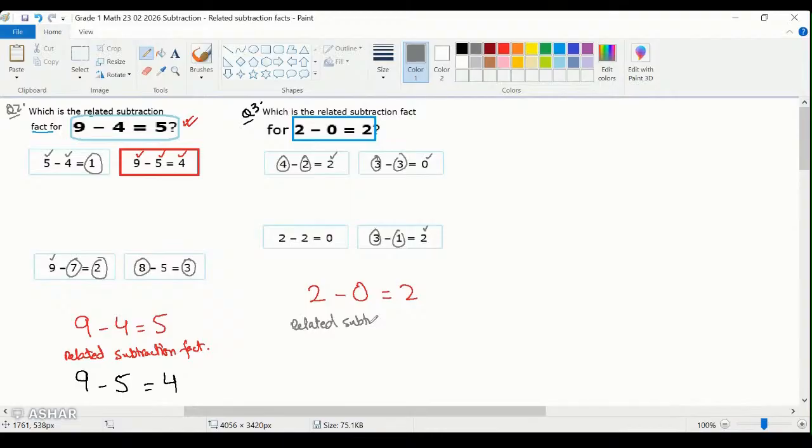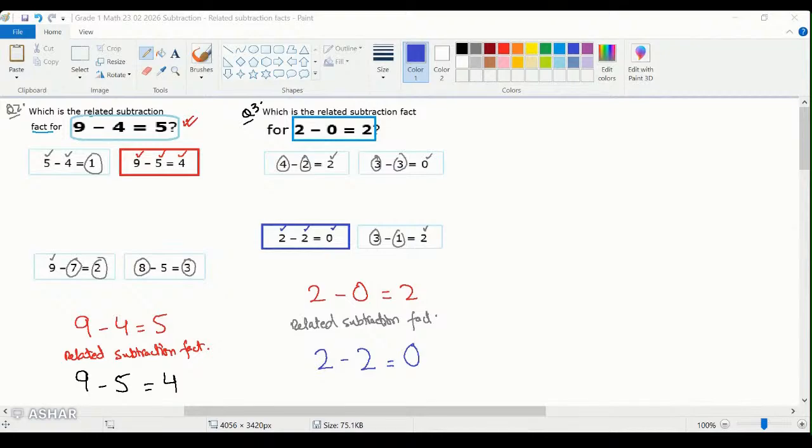related subtraction fact should be this, because we have the 2, we have the 2, and we have the 0. So if we subtract, 2 minus 2 should be equal to 0. Agreed? Okay, great. Let's have a look at the next one.